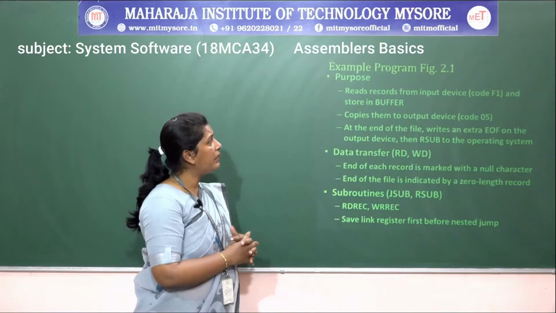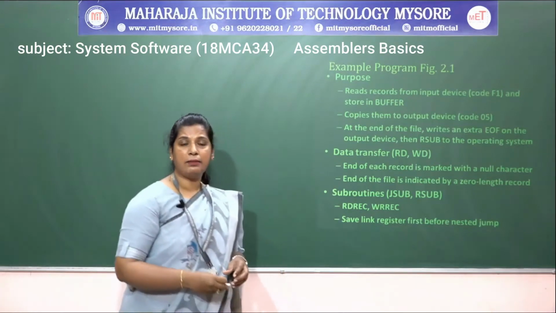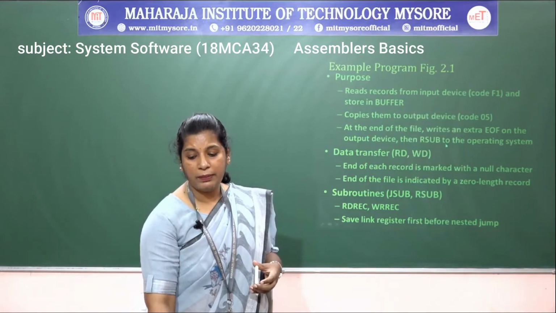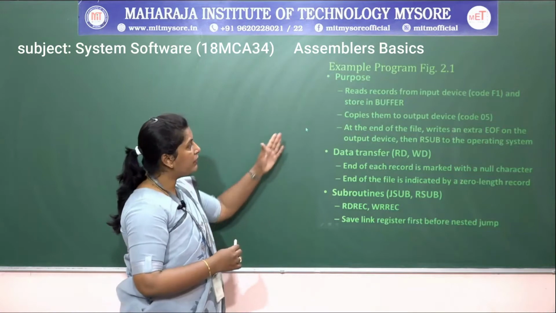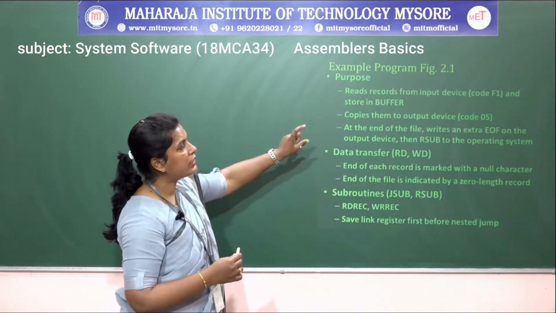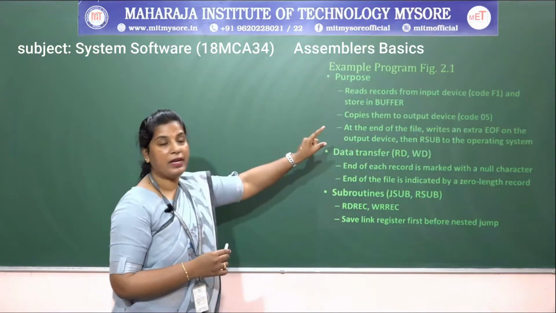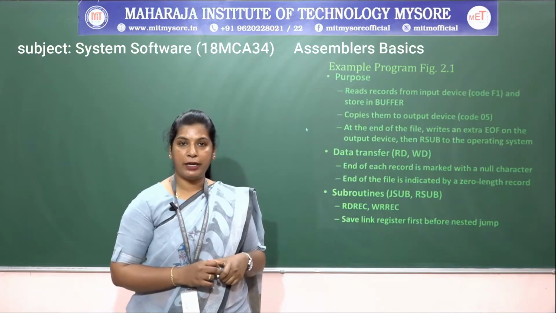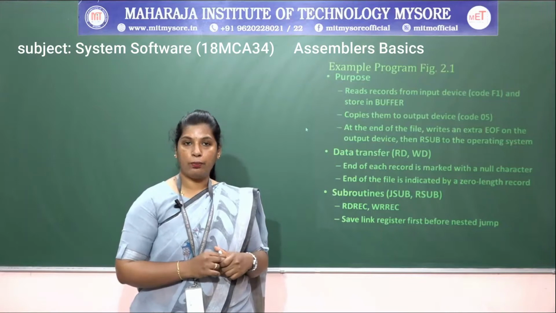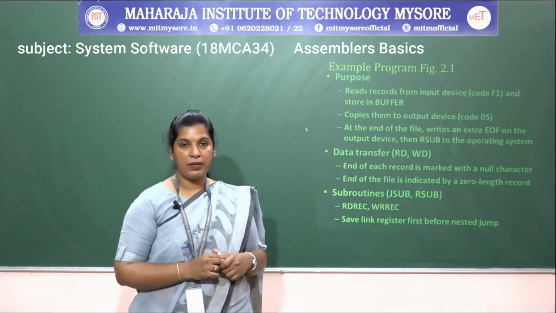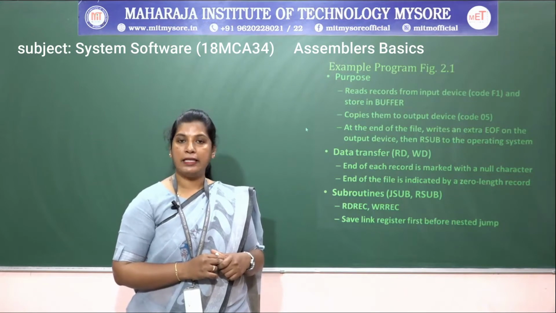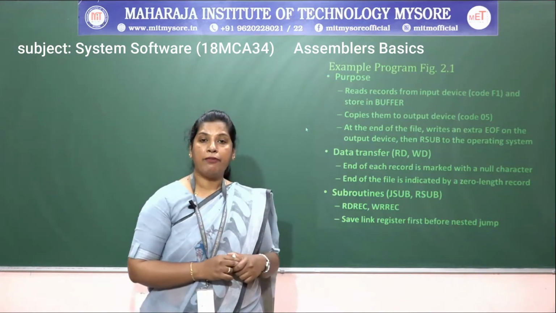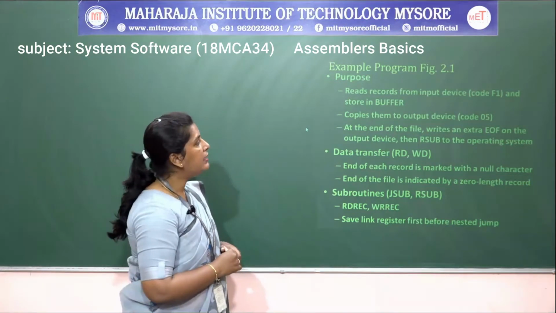The main purpose of that program is to read n number of records from an input device. The input device code name is F1. For identifying any input and output device, of course every input and output device has its own identification number, in hexadecimal format. Here the code for the input device is F1, and the records are stored in a buffer.